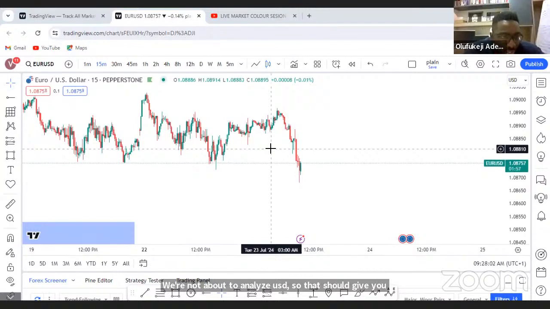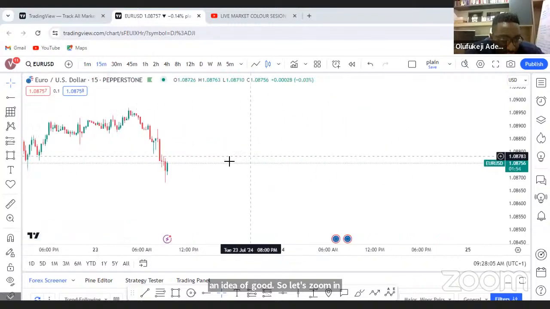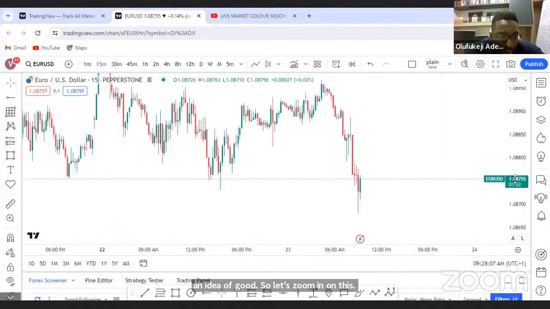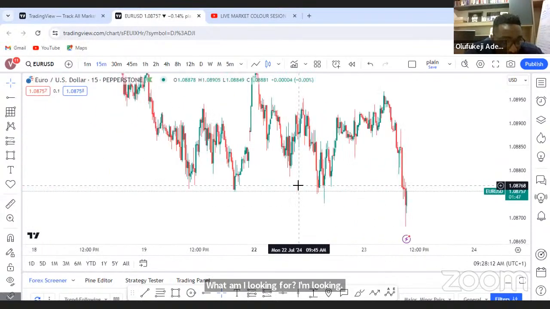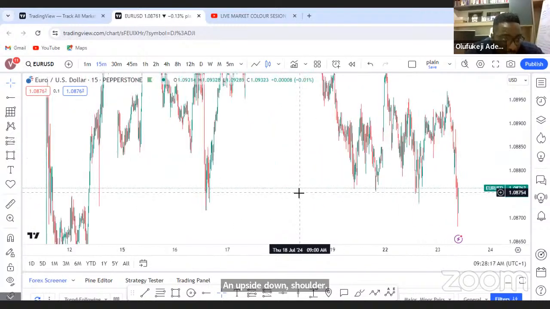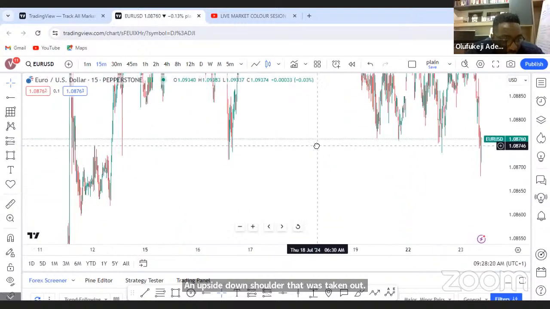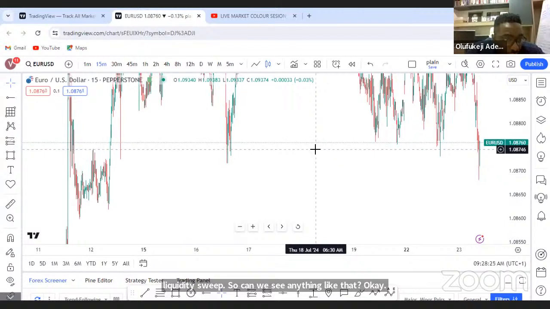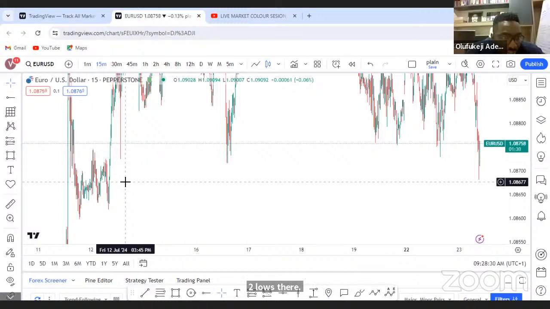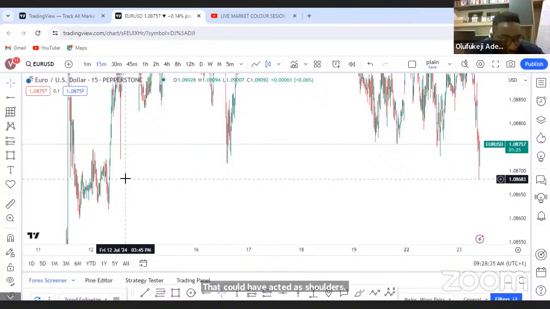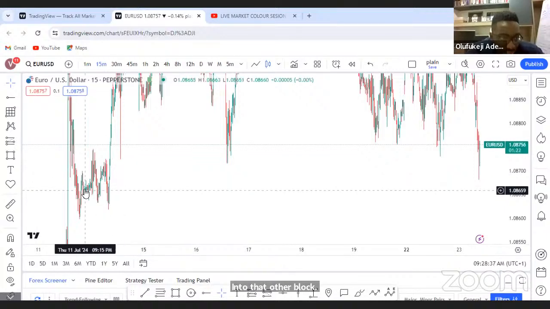So let's zoom in on this. What am I looking for? I'm looking for an upside down shoulder that was taken out. A liquidity sweep. So can we see anything like that? Okay. Yes. So those are two lows there. Exactly. That could have acted as shoulders into that order block. Okay. So let's mark those places.